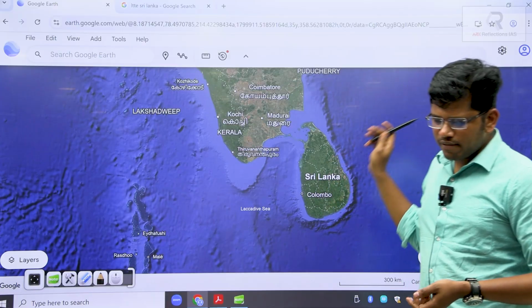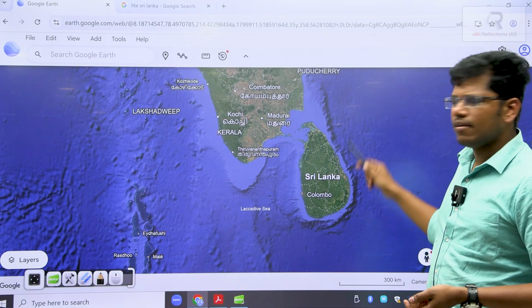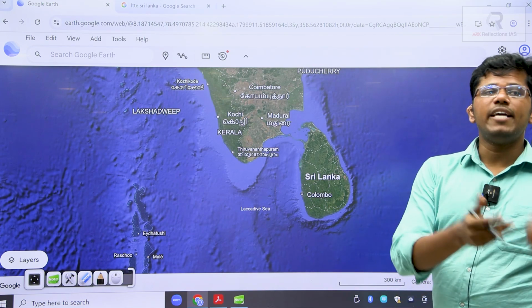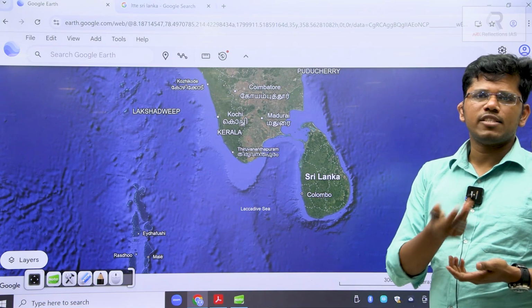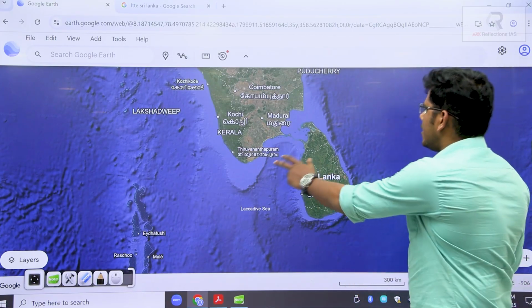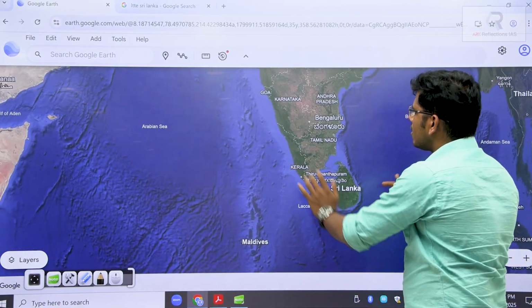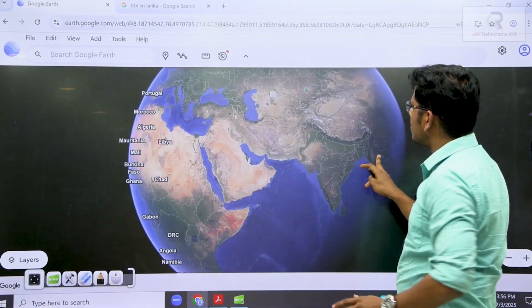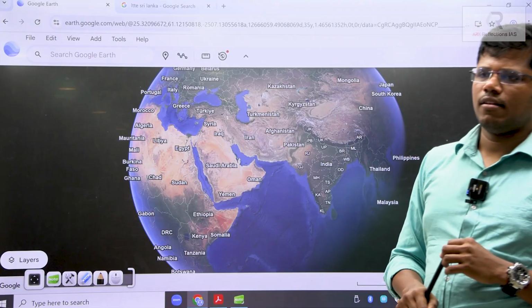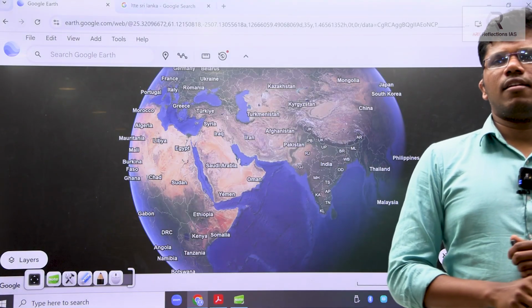But it is also very important in the case of China. China has one policy called the BRI. What is that BRI? Belt and Road Initiative. You heard the name Silk Road? What is the Silk Road? From China to Pakistan. It's an ancient route, sir.